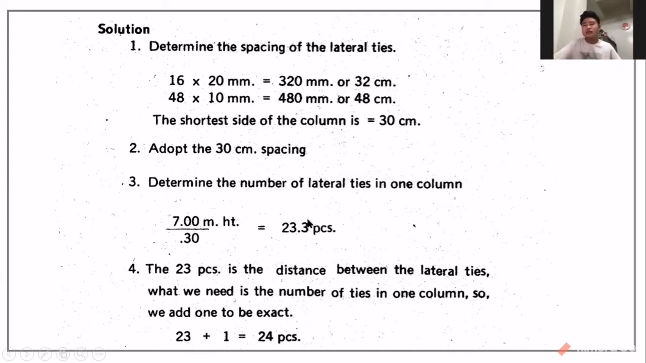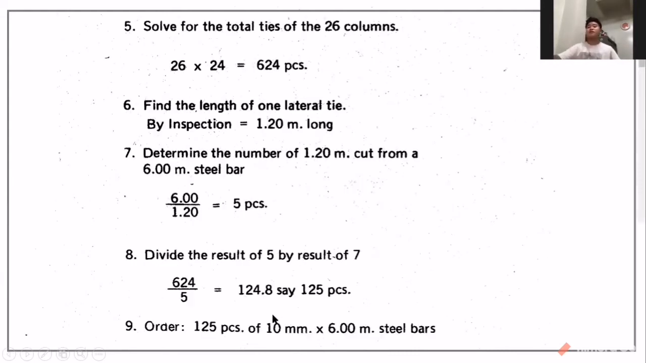Since we have 23.3, the 0.3 is a leftover portion that still needs a tie, no? So that's why we make this exact. We just add 1 to 23, so we have 24 pieces.